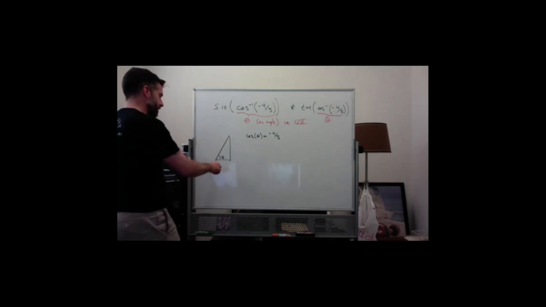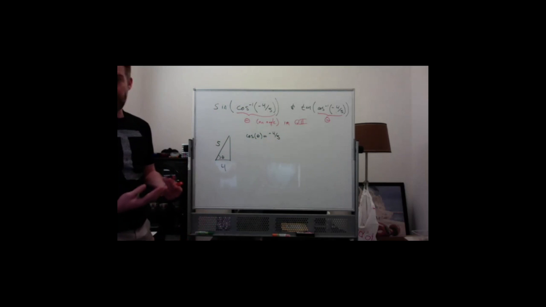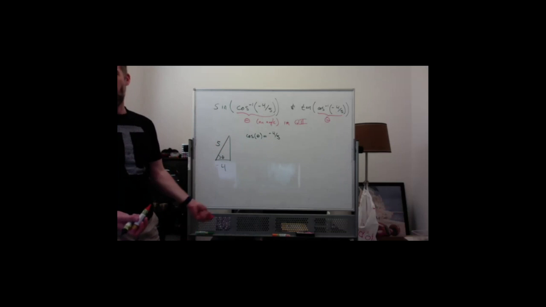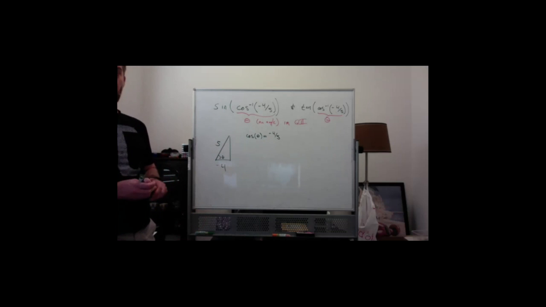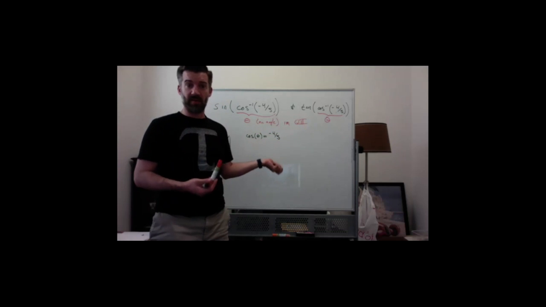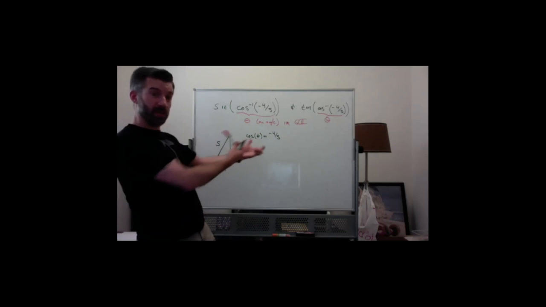So I'm going to make the adjacent side 4, the hypotenuse side 5. Yes, I'm ignoring the negative. You could throw on the negative there if you like. I don't really think you need to put it on there. I think you can just recognize that we're in quadrant 2 and figure out if it's supposed to be positive or negative by knowing it's in quadrant 2. That's why I spent so much time saying it's in quadrant 2.